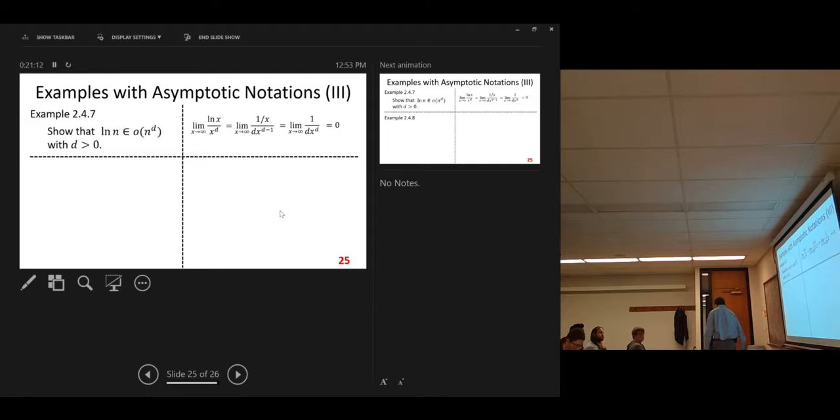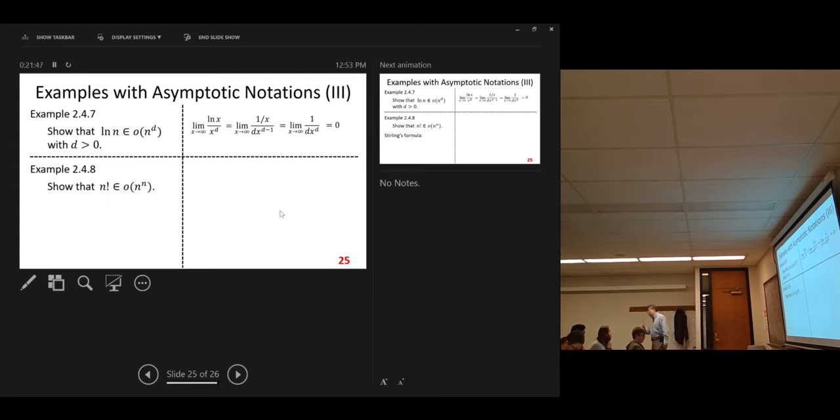Next question. Number 8. n factorial. This is a tough one. n factorial belongs to little o of n to the nth power. This is really tough. Why is it tough? Because we need to estimate n factorial. How can we estimate n factorial? So complicated.